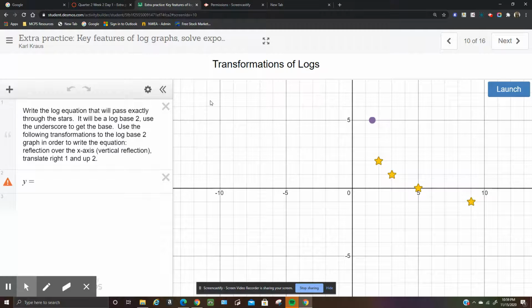In slide 10, you're going to do a log base 2 function again. The transformation is reflected over the x-axis, so vertical reflection, and translates right 1 and up 2. So vertical reflection is a negative in front of the log.